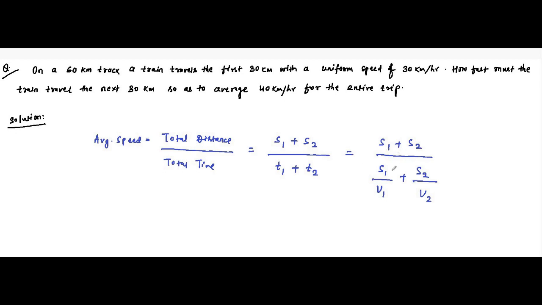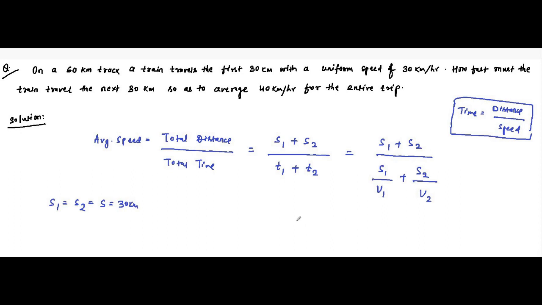So distance, speed. T1 is S1 by V1, T2 is S2 by V2. We know speed is equal to distance by time, so time is equal to distance by speed. But here you see in both the phases the distance covered is the same, 30 kilometers. So S1 is equal to S2 is equal to, let's say, S, which is equal to 30 kilometers.